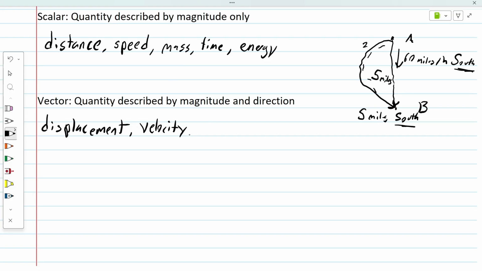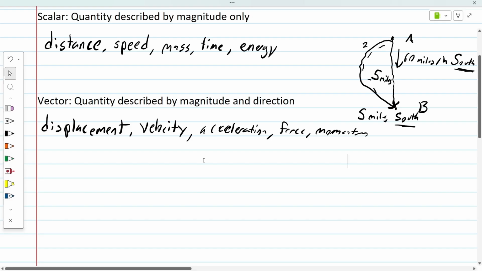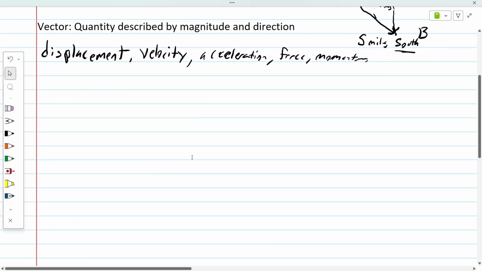Other vectors we'll talk about are acceleration, force, or momentum. We'll talk more about these throughout the different units. These are things we'll see throughout the class and throughout your time in physics. So it's important to know what's a vector, what's a scalar, and the differences between them.